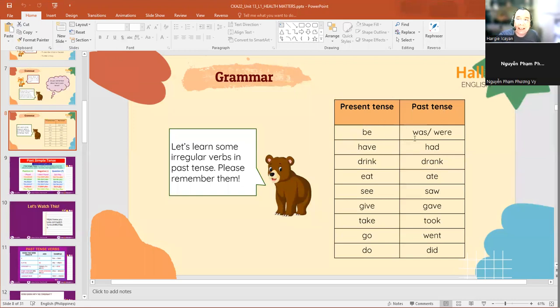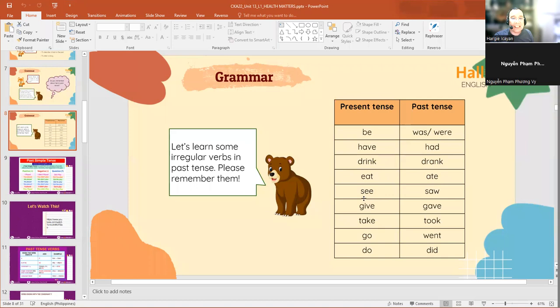What's the present tense of was and were? It should be be, right? So these are be verbs, and was and were are their past tense. When we are talking of the present tense have, the past tense of that is had. What's the past tense of drink? Drunk, right? What's the past tense of eat? Ate, right?